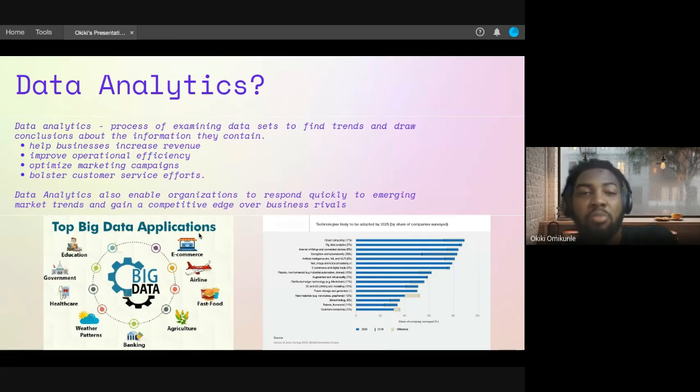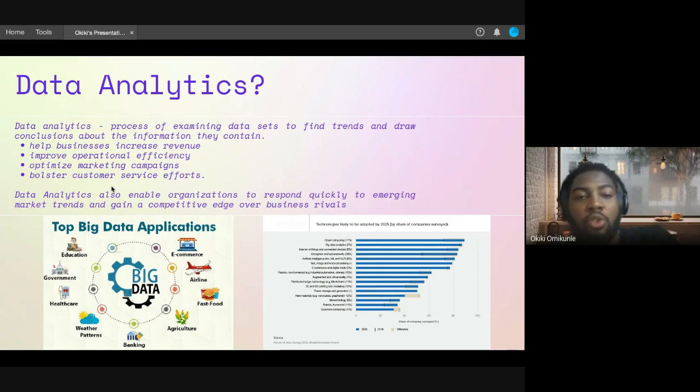Data analysis is just the process of examining data sets to find trends and draw conclusions about the information they contain. If we look around us in our everyday life, we literally generate data by every activity. The number of steps you take are, in some scenarios, very important data. Everywhere we look around, there's data. The job of a data analyst is just to find those data, those trends, and make them actionable.